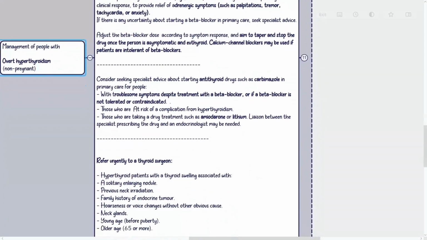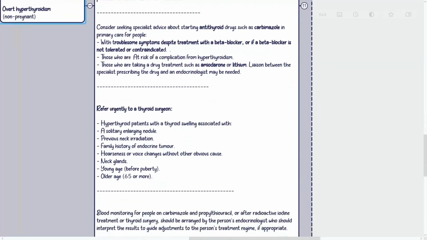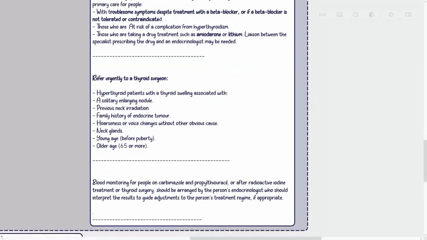Consider seeking specialist advice about starting antithyroid drugs such as carbimazole in primary care for people with troublesome symptoms despite treatment with a beta blocker, or if a beta blocker is not tolerated or contraindicated. Those who are at risk of a complication from hyperthyroidism. Those who are taking a drug treatment such as amiodarone or lithium. Liaison between the specialist prescribing the drug and an endocrinologist may be needed.